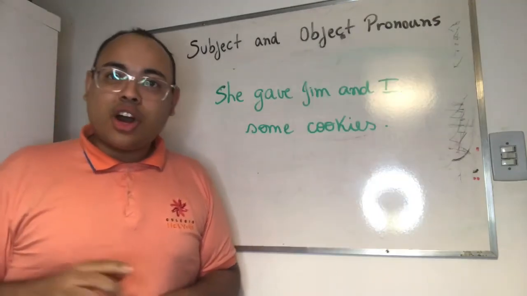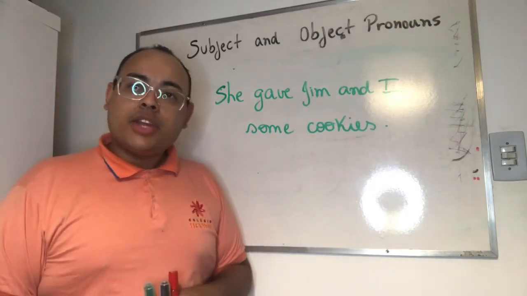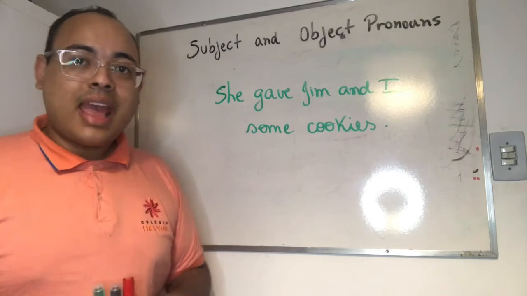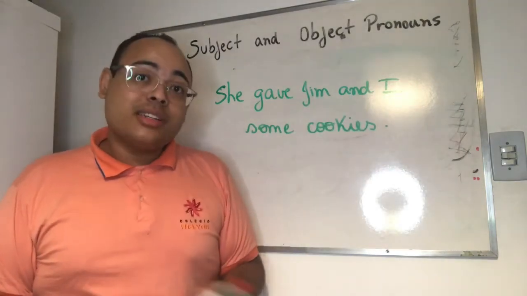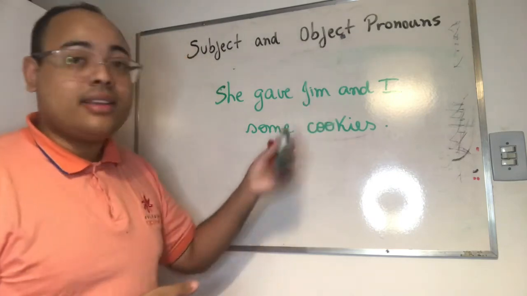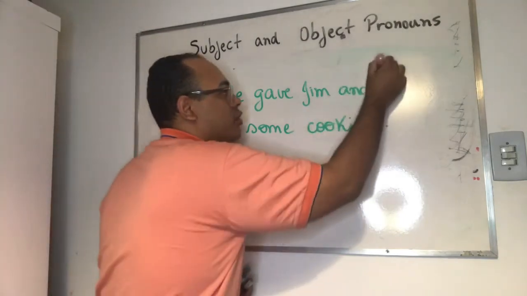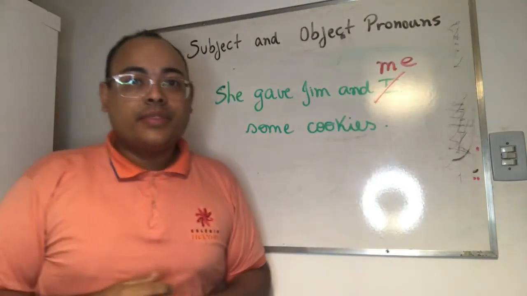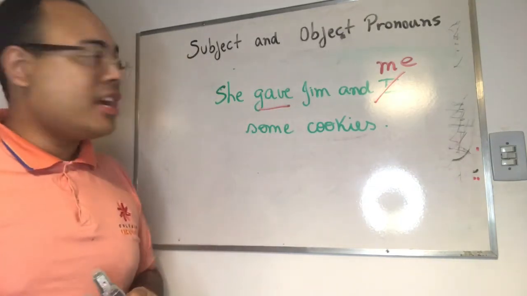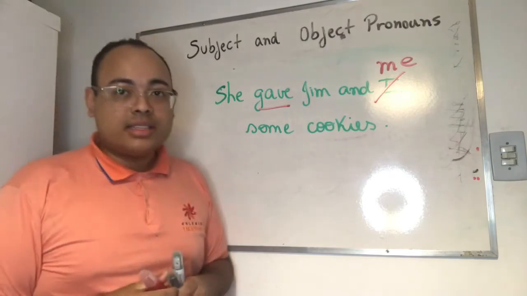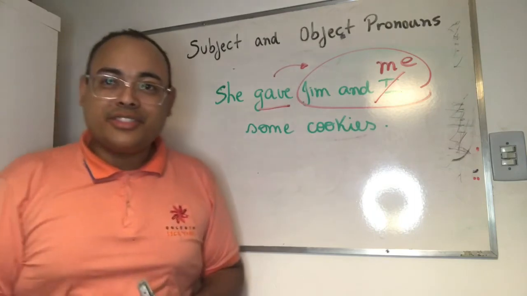Now consider this other example. She gave Jim and I some cookies. Can you spot the problem here? I, just like they in the other example, is a subject noun living in an object noun's place. The correct sentence should have me, the object pronoun, following the verb, which is gave. So she gave Jim and me some cookies, because this part is after the verb gave, which is the verb give in the past.